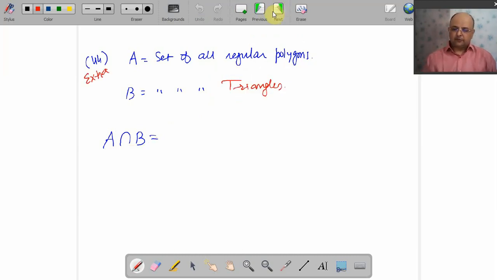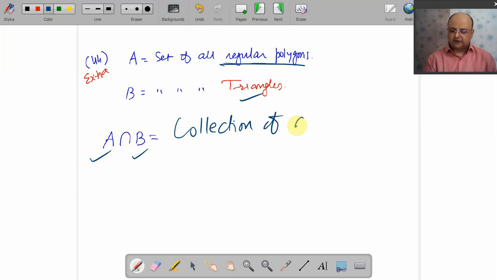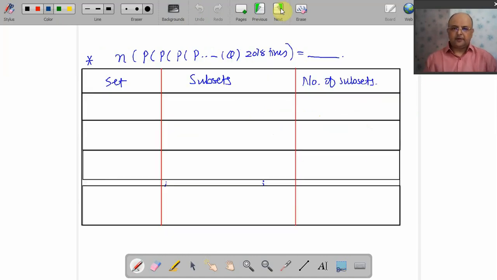Yes? Question, a bit of a twist. Set of all regular polygons and set of all triangles. What is A intersection B? A means it must be regular, B means it must be a triangle. That means we have 3 same sides. Yes my darlings, 3 equal sides, that is, it is the collection of all equilateral triangles. So this is easy, isn't it?